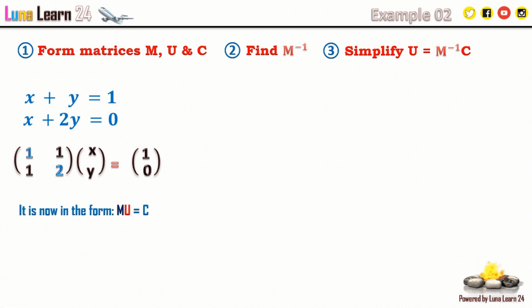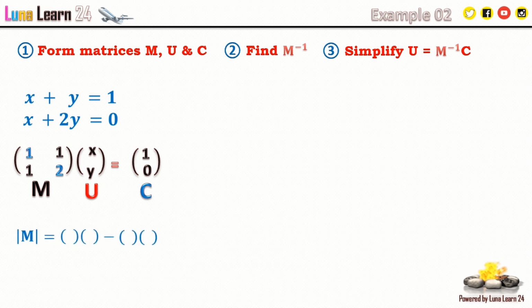So now we need to find the determinant of the coefficient matrix, which is M. That M will be equal to 1 times 2 minus 1 times 1. And that gives us the result, 1. Now we find the adjoint or adjugate of M.